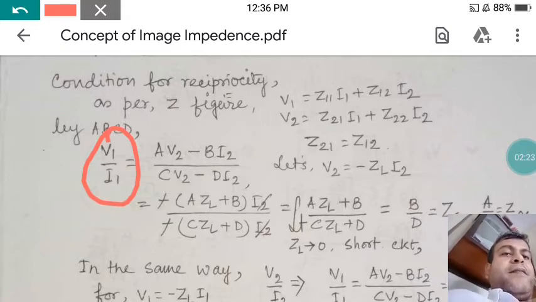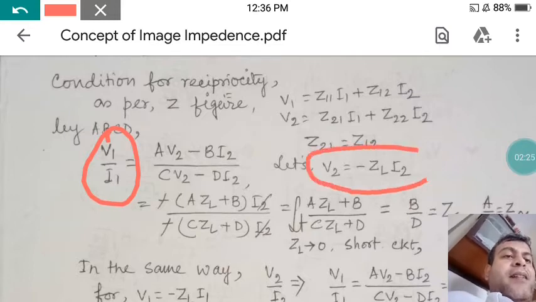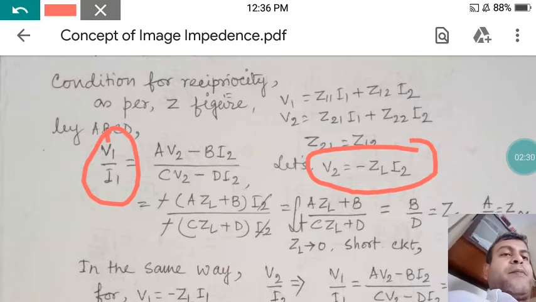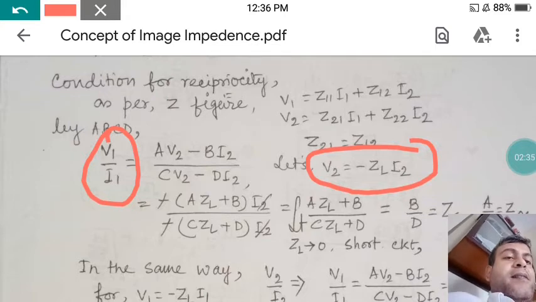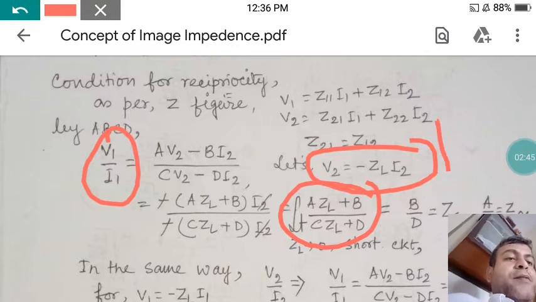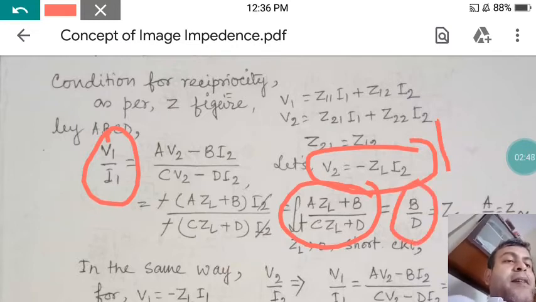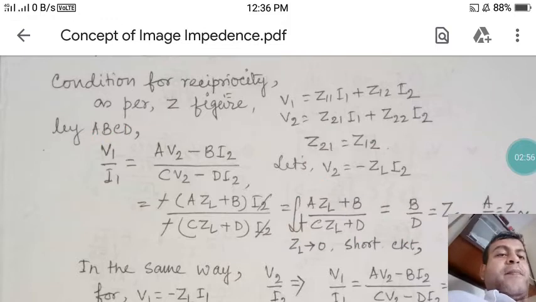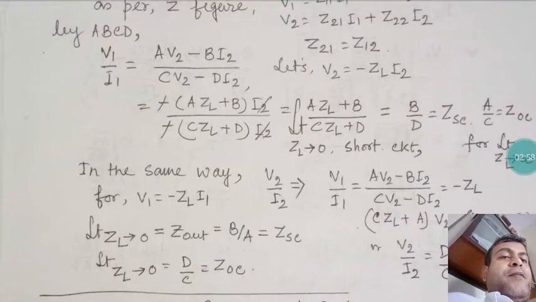So, V2 is shorted by the output impedance ZL, so just putting it right here, I get (AZL plus B) divided by (CZL plus D). If you take the limit ZL tends to 0, it is a short circuit, so the final result will be B by D. If you take the open circuit, it should be A by C. In this way, V2 by I2 we can easily calculate.